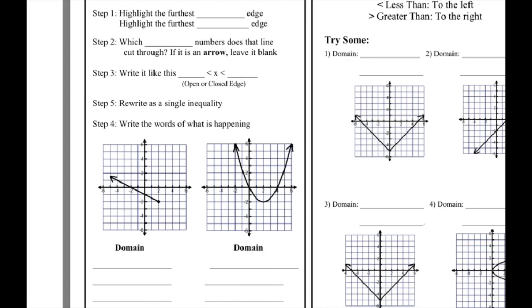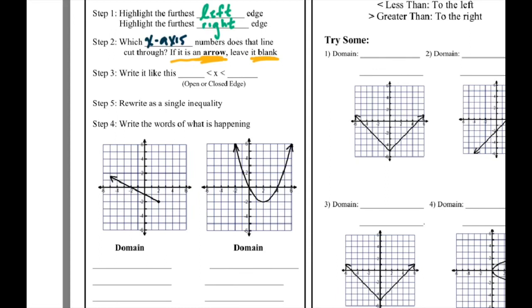I'm going to begin, just like yesterday, by highlighting the furthest left edge and then the furthest right edge. So domain is still left to right. The x-axis runs from the left side to the right side. Again, we need to figure out which x-axis number the line cuts through. However, today what we're going to see is that if there is an arrow, we are going to leave that spot blank. So if there's an arrow on the left, I'm not going to put a number here because an arrow means it goes on forever and ever and ever.